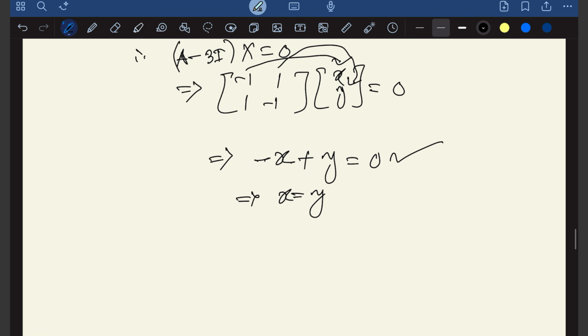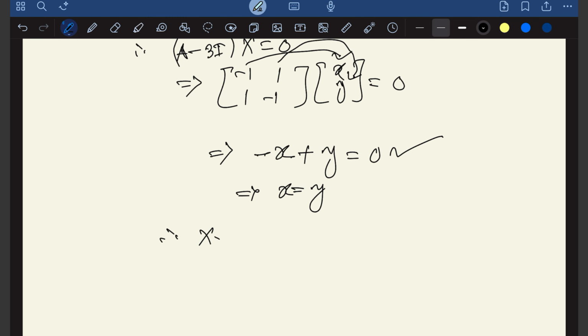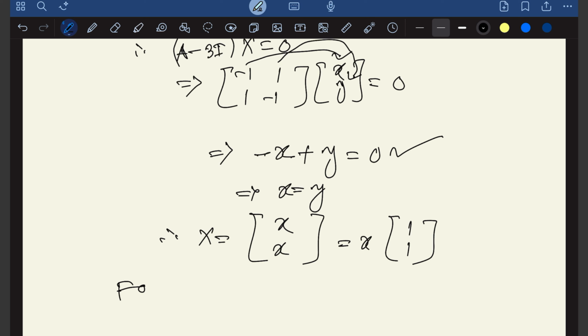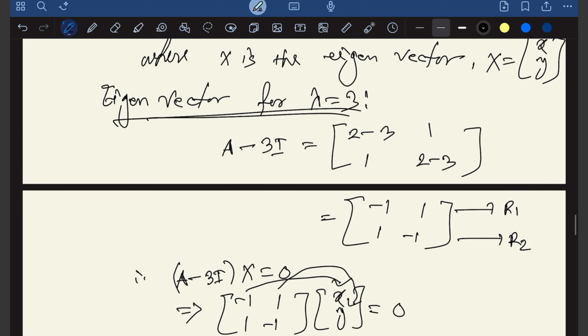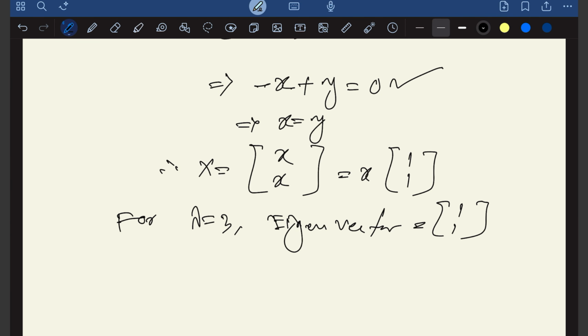So what is the eigenvector? The eigenvector x equal to x comma y, and y is equal to x. If I take x common, that is 1 1. This 1 1 is the eigenvector. So for lambda equal to 3, the eigenvector is 1 1. For lambda equal to 3 we obtained the eigenvector 1 1.